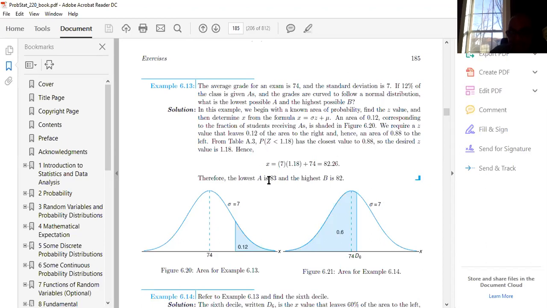So the lowest possible A, look at 82.26, right? So the lowest A is 83 and the highest B is 82. You can say it like this, because that is between 82 and 83. So the lowest A is 83 and the highest B is 82. That's how you can solve the example.